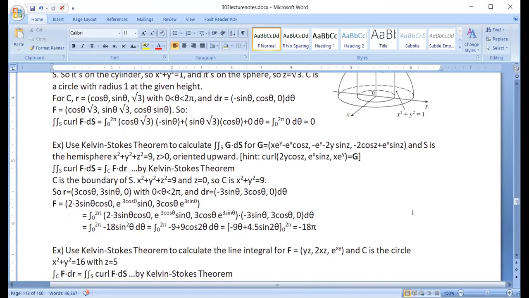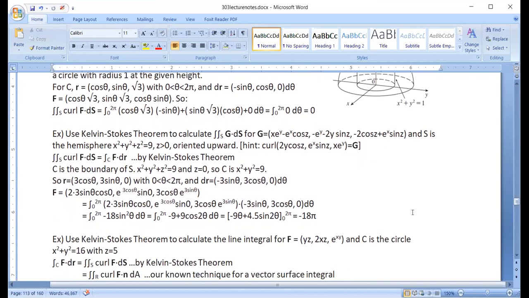So we could just go ahead and try to do this line integral, but let's use Kelvin-Stokes theorem to turn this into a surface integral and see what happens. We know that in order to do this integral, we're going to have to convert it using our typical surface integral techniques. This is going to be the double integral over the region of curl of f dot the normal vector dA.